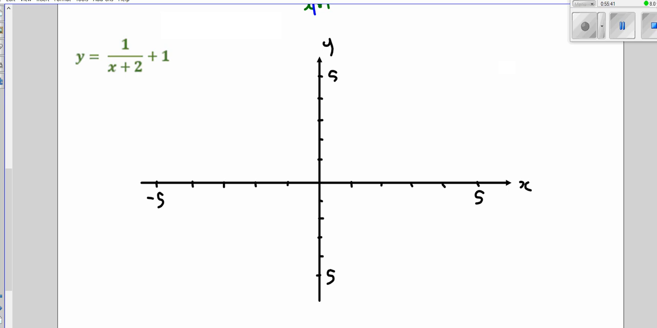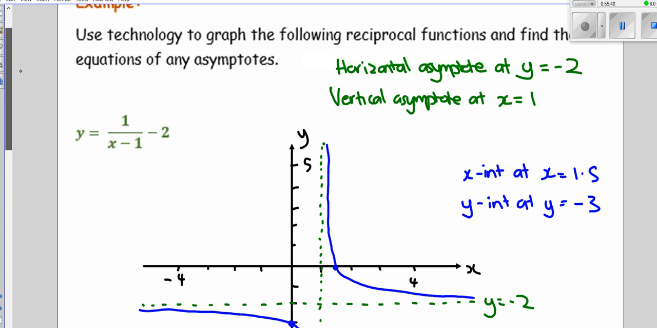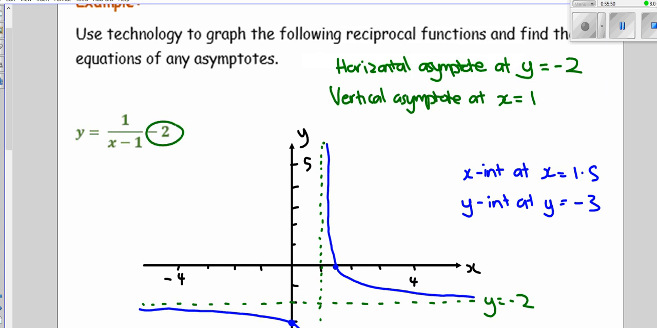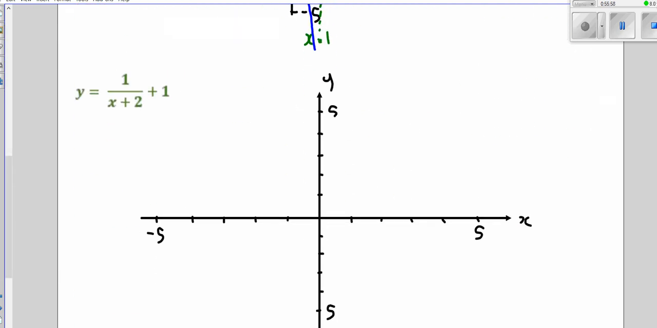So let's remind ourselves how we find the asymptotes. The horizontal asymptote came from this number here. The vertical asymptote came from that number there. Because the horizontal asymptote is y equals something, what value of y is impossible? So it helps to do the vertical asymptote first. Let's do the vertical asymptote first.